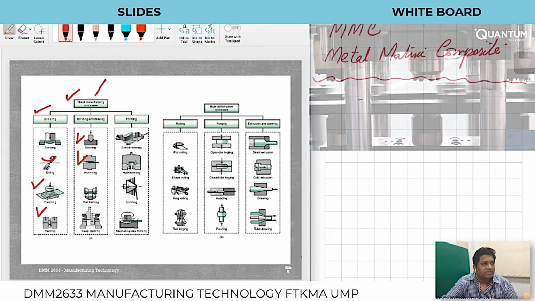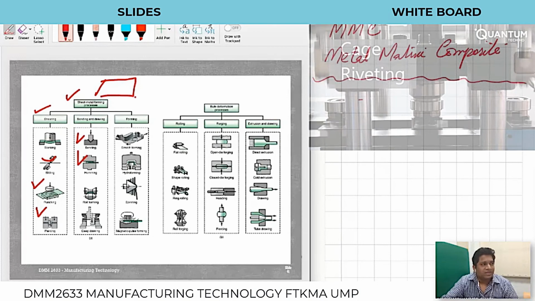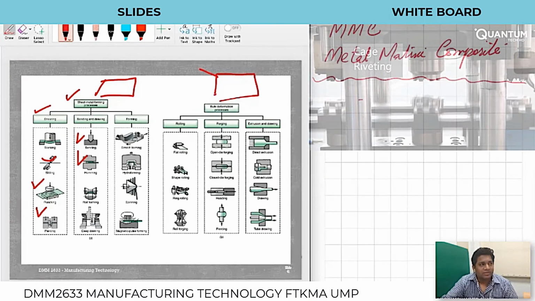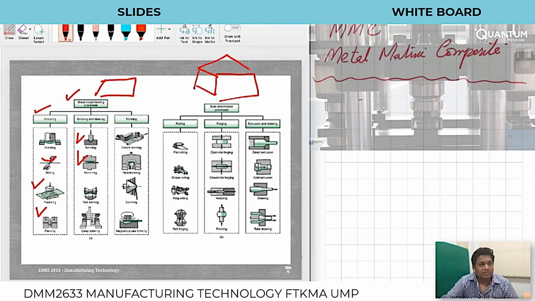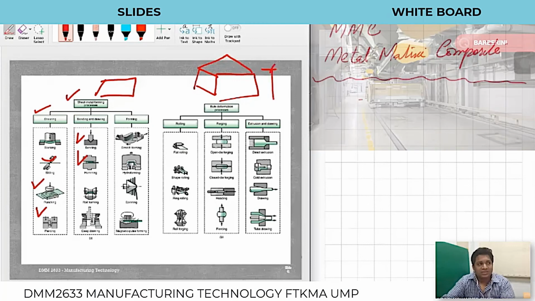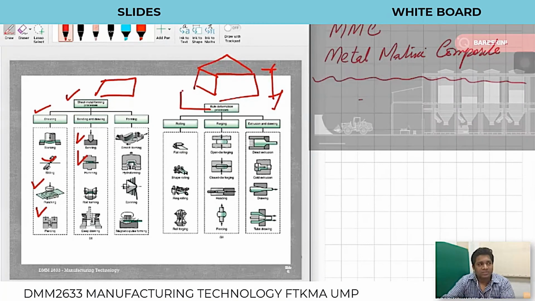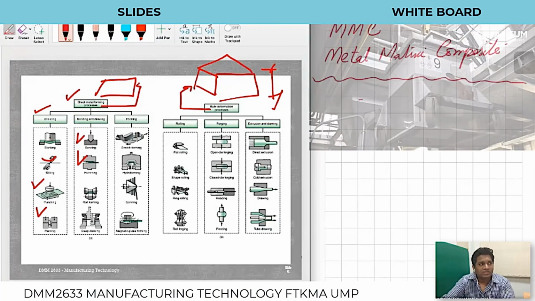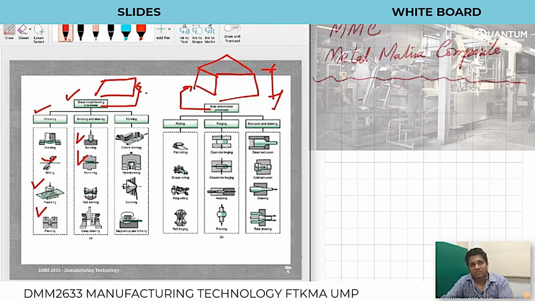So one is for sheet, very thin sheet, and one is for bulk deformation. One is for very thick material. So both have their own forming operation. If my material is very thick, then it is called bulk deformation. If a material is very thin sheet, then it is called sheet forming operation or sheet forming process.